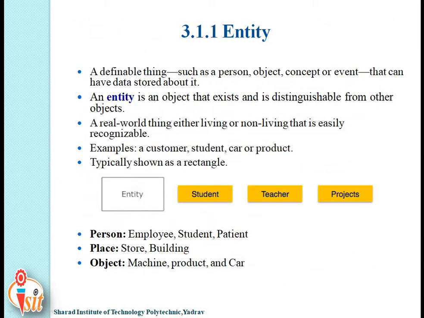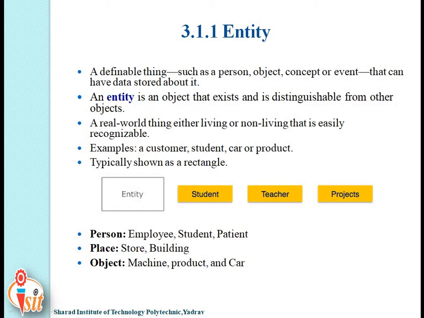Now let's start the first concept, that is entity. An entity is a thing with distinct and independent existence. An entity can be a real world object, either living or non-living, that can be easily identifiable. You can define an entity as an object that exists and is distinguishable from other objects, or you may say it is a definable thing such as a person, an object, a concept, or an event that can have data stored about it.